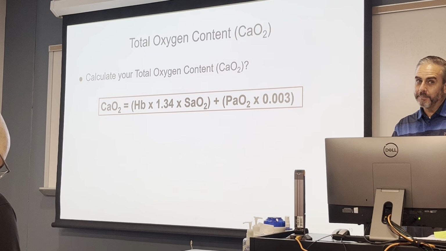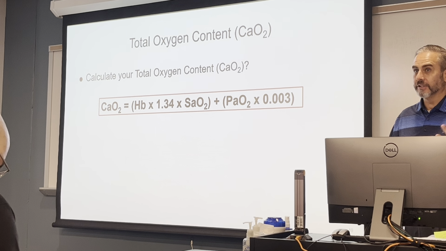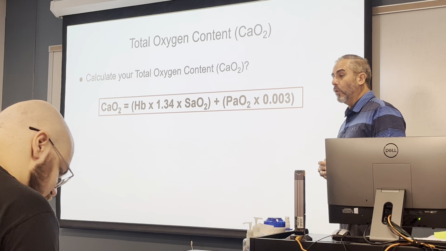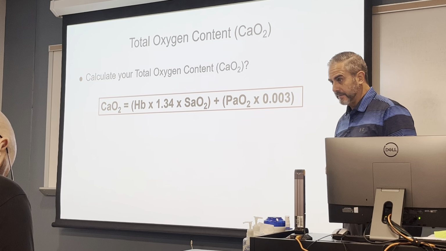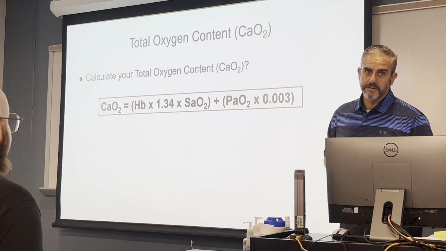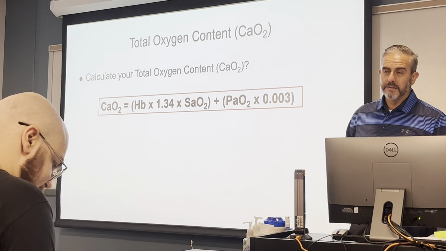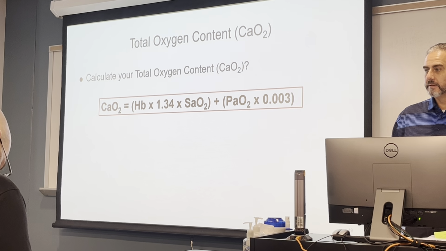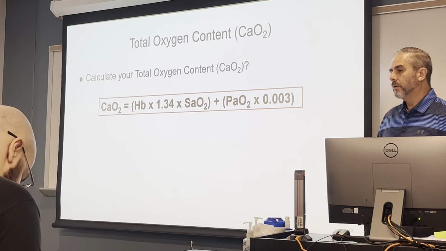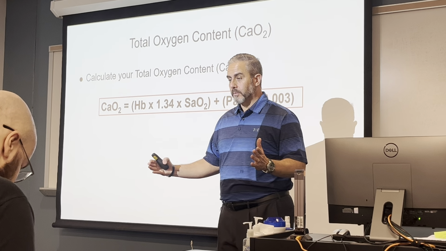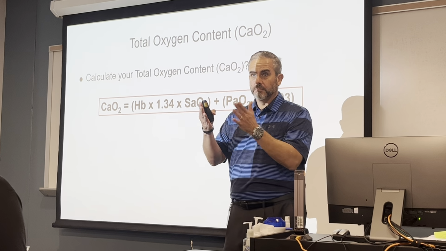Everybody come up with a number, or not sure? The units are mLs per deciliter or volumes percent. Would you round it up? This one I would not, because it can get very particular. The normal range is about 16 to 21, with the absolute normal being about 20.